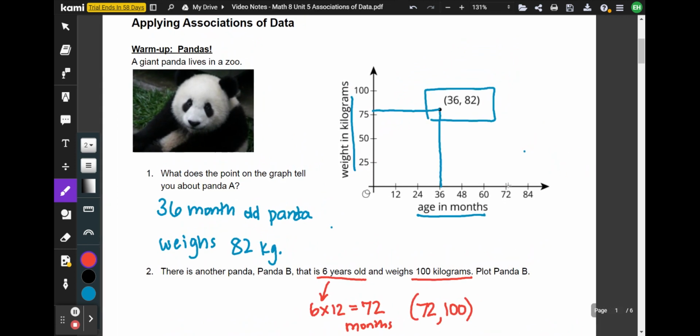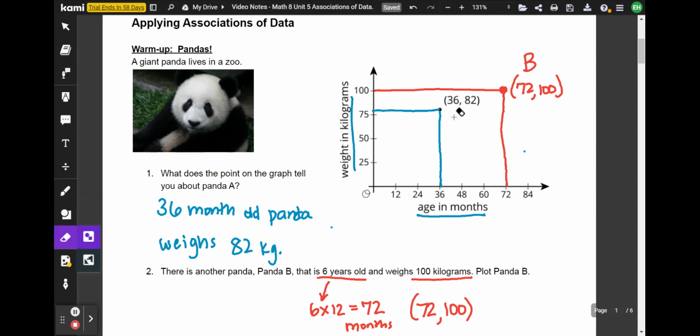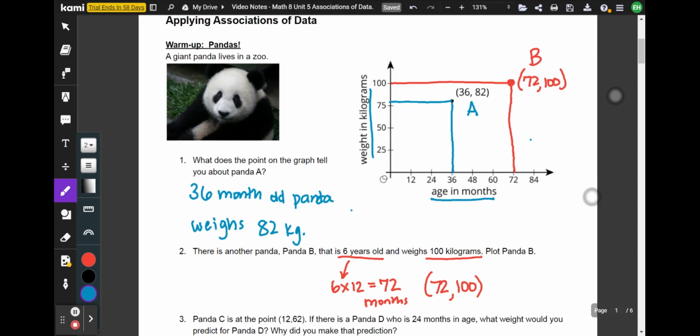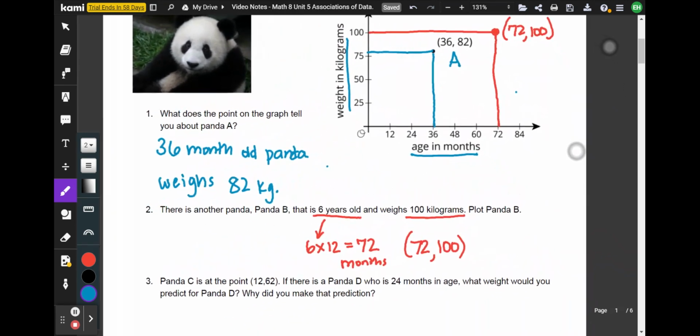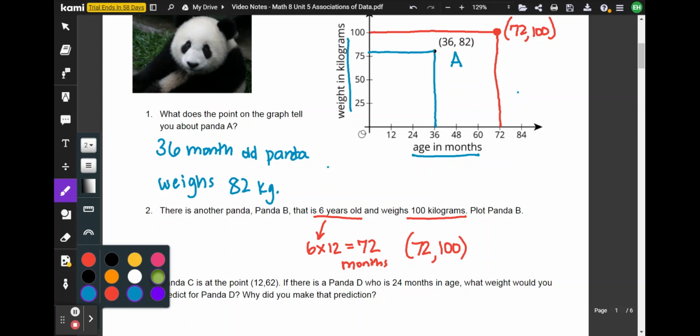And we're going to put that on the graph. So 72 months is right here. And then we're going to go up until we hit 100. So go across right here and then put a dot. And then your ordered pair, 72, 100. And that's going to be Panda B. And if we want to label this one, we can label it as Panda A. All right, so now we have two pandas on our chart. Panda C is at the point (12, 62).